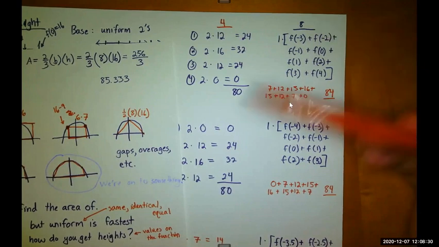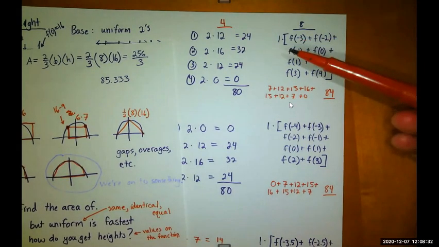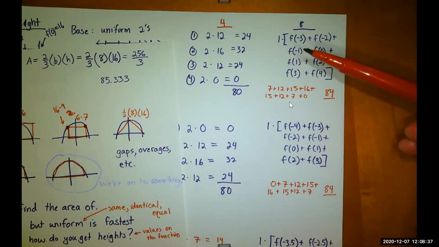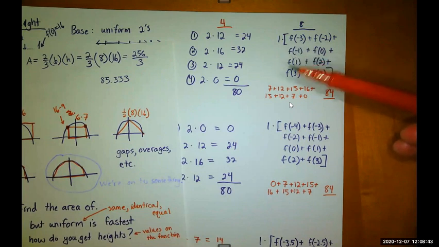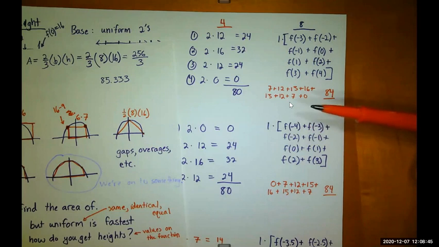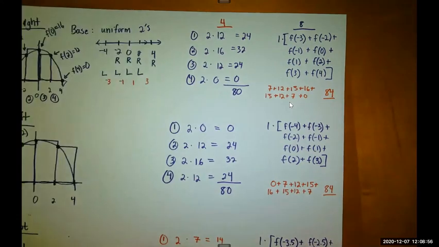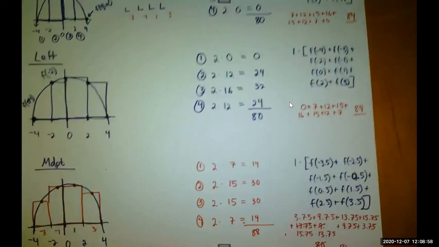or 16 or 25 or 80 or 100 or 1,000 or 10,000, or if it were possible to do infinitely many rectangles, what's going to happen with the area approximation each time? We would notice each time we're going to get closer and closer. And that is the big conceptual takeaway.